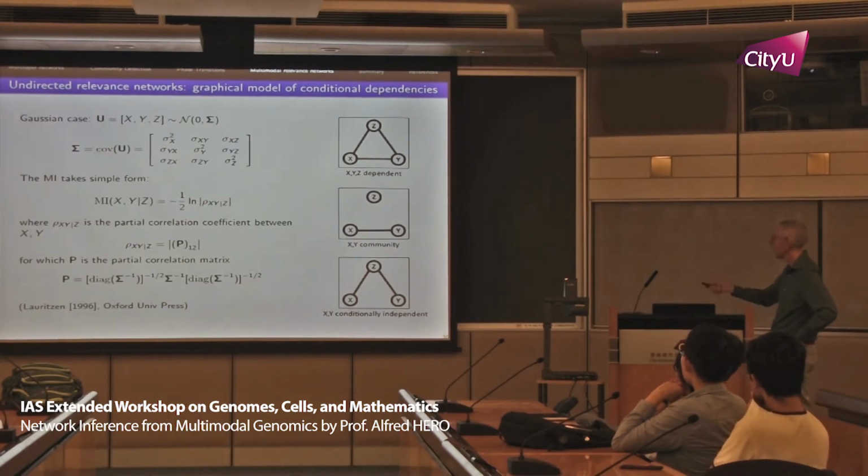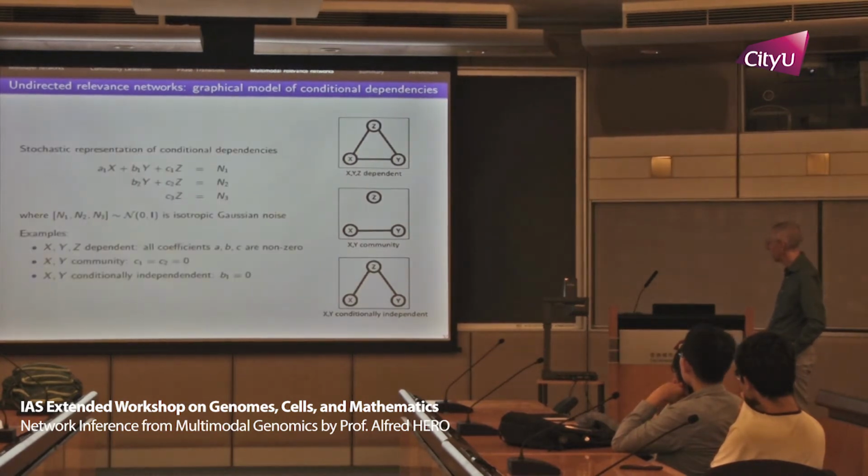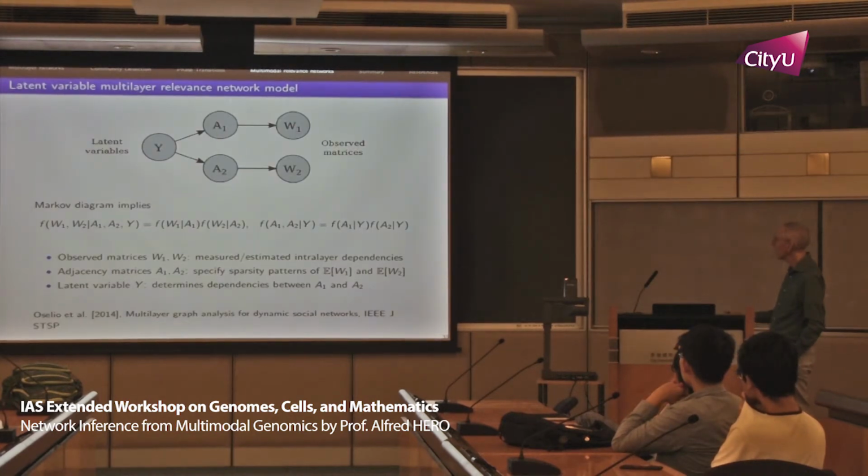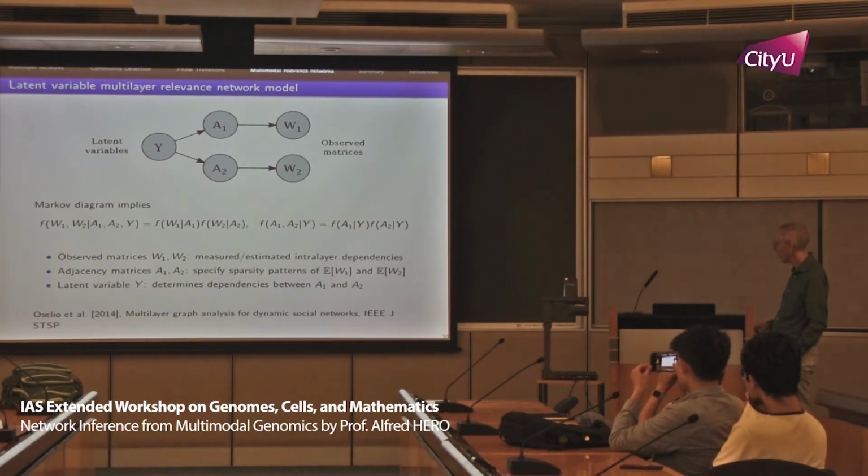This just tells you how to measure and characterize independence, for example for the Gaussian case, where this could be described completely by the partial correlation structure of the covariance matrix. This is a picture of this latent variable multi-layer relevance model, where you have two adjacency matrices that govern these observed matrices, and there's a latent variable that controls the dependencies between the observed matrices. So you have conditional independence of W1 and W2, these observed matrices, given the latent variable.